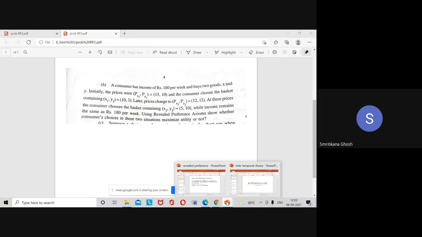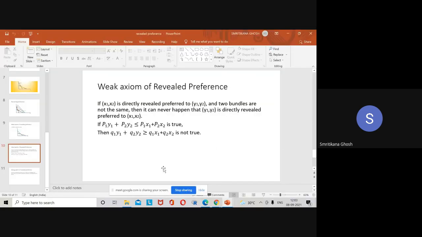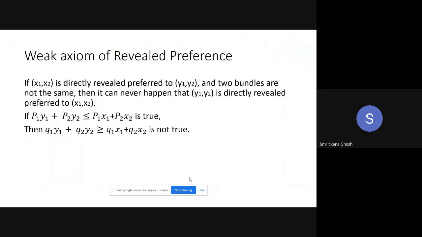Okay. Well, look at this. You need only this part. You need only this inequality. There is no role of income. For the first and second inequality, there is no role of income. So whatever be your income, you have to check only these two inequalities.